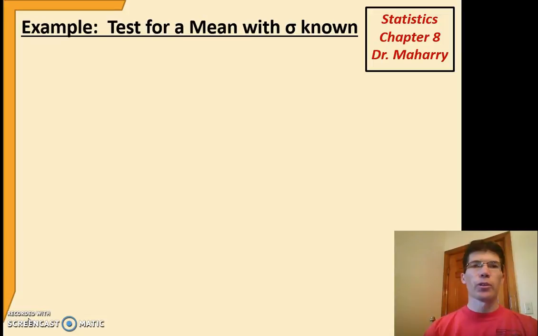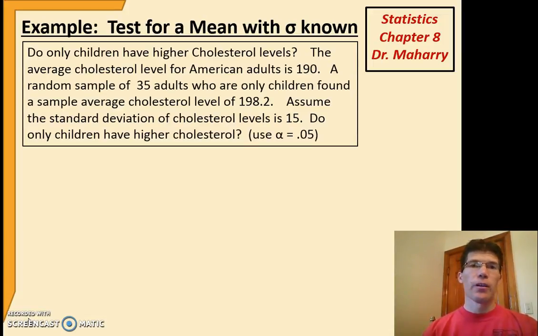So an example for testing a mean with sigma assumed to be known. Suppose we look at cholesterol levels for only children. So the average cholesterol level for American adults is 190. So we take a sample of 35 adults who are only children and found the average cholesterol level to be 198.2. Now if we assume the standard deviation is known to be 15, so sigma equals 15 here, do only children have higher cholesterol? So we'll test with alpha as 0.05.